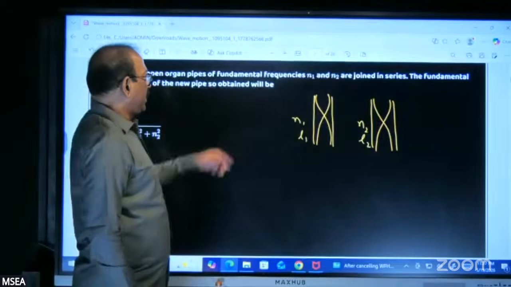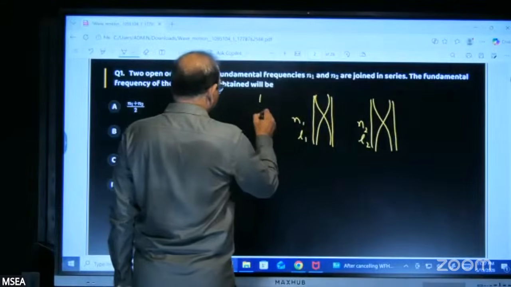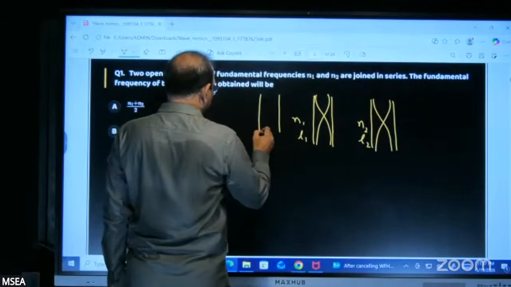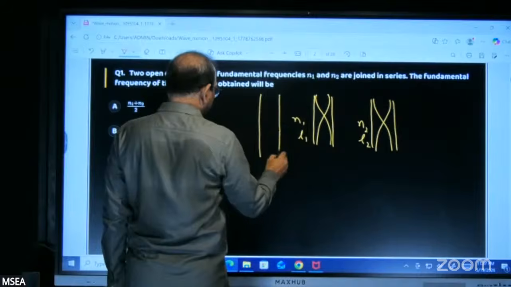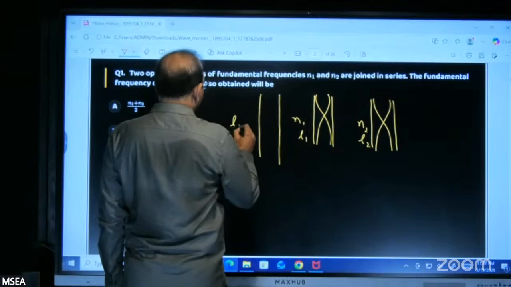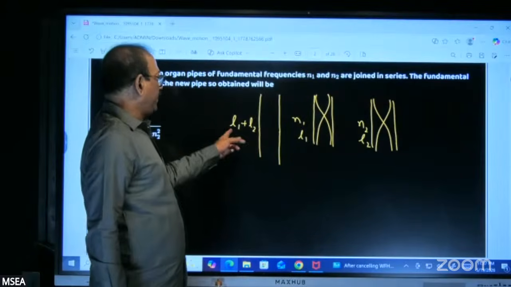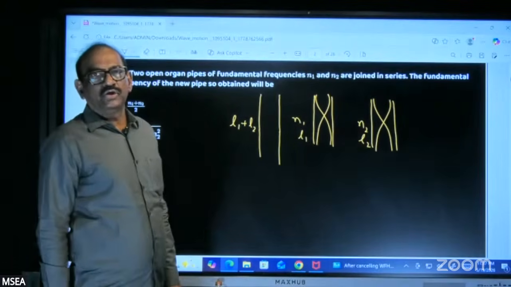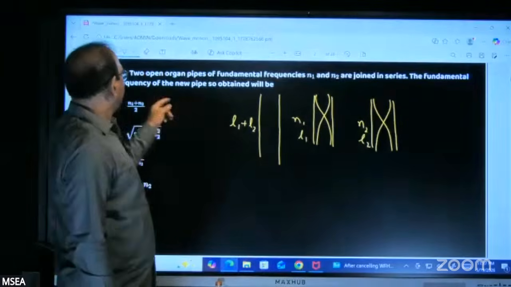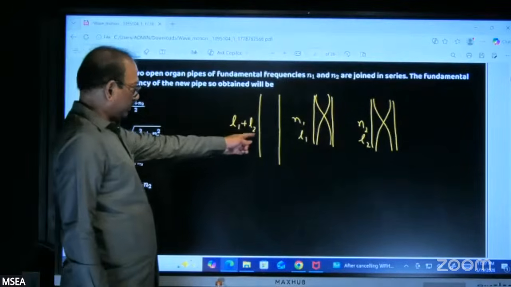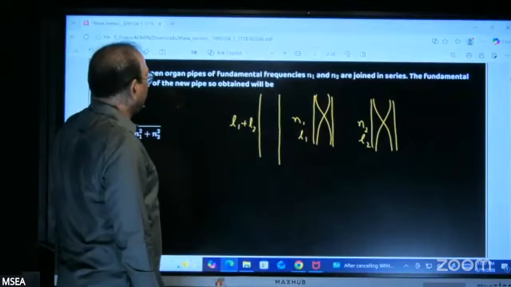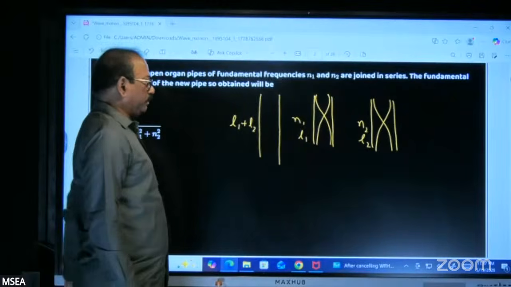Now these two are joined in series. It means these two open pipes of lengths L1 and L2 join like this. Then you will again have an open pipe only, an open pipe of length L1 plus L2. He is asking what is the fundamental frequency of this new air column in this new pipe.